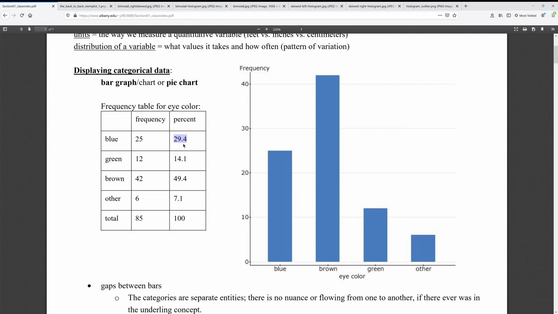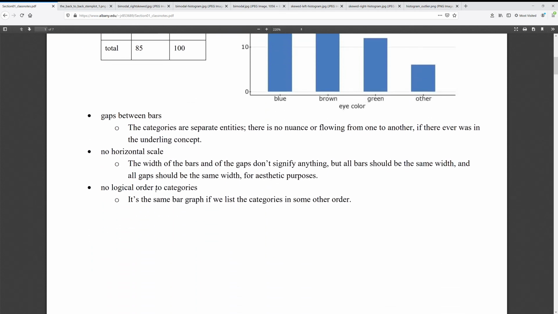0.294 out of 100 would be a lot smaller. It would be less than 1%. It would be about 1/5 of a percent. Take that back up. I'm thinking 0.2, but you get the idea.